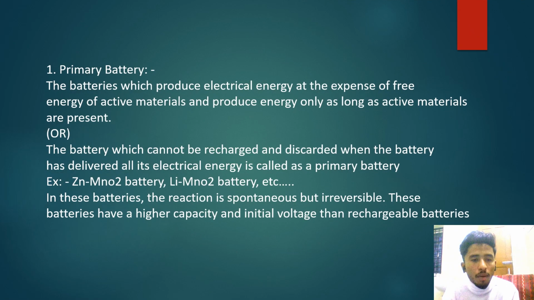Primary battery. The batteries which produce electric energy at the expense of the free energy of the active material, producing energy only as long as the active material is present, or a battery which cannot be recharged once it has delivered all its electric energy. Examples: Zn-MnO2 battery, Li-MnO2 battery, etc. The battery reactions are spontaneous and irreversible. These are batteries with higher capacity and initial voltage, and are not rechargeable.